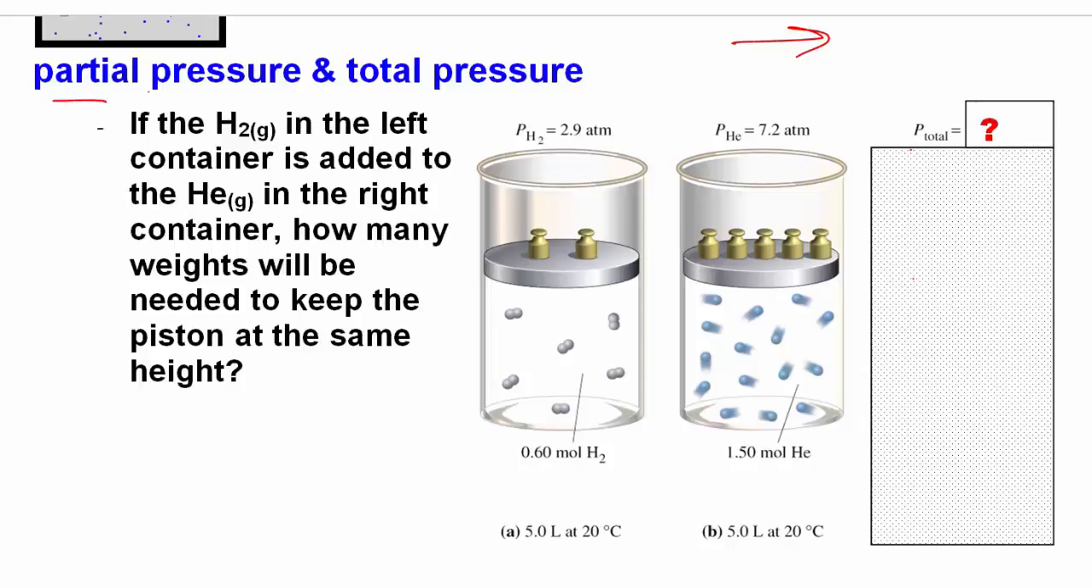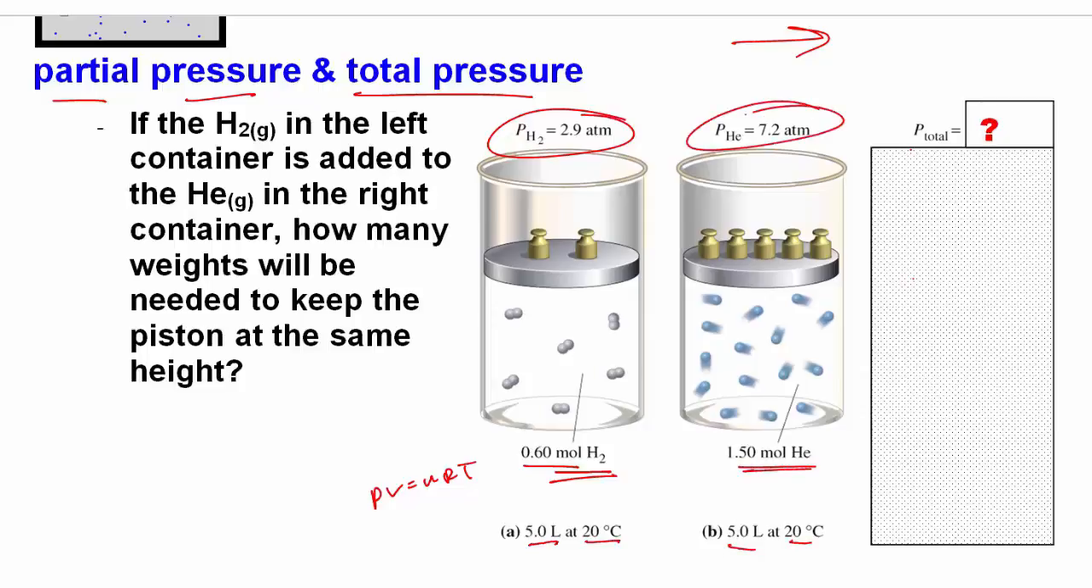Partial pressure and total pressure of a gas. What's interesting about partial pressures is that if you add them all up, you get the total pressure. Let's see how this works. We have 2 containers here. In this container we have 0.6 moles of hydrogen in a 5-liter volume at 20 degrees Celsius. If you use PV equals nRT, we can calculate the pressure, and it's 2.9 atmospheres. In the helium container, we have 1.5 moles of helium, 5-liter container, 20 degrees Celsius, so we can calculate the pressure, and it's 7.2 atmospheres.